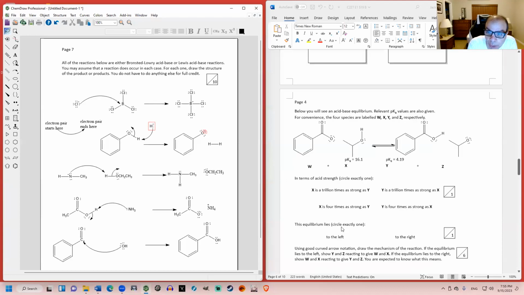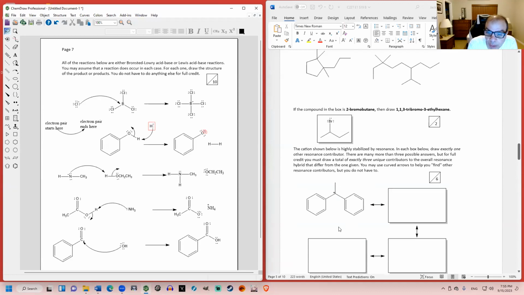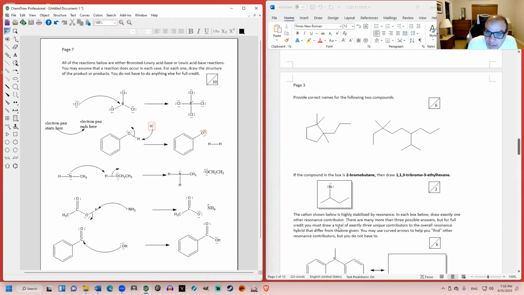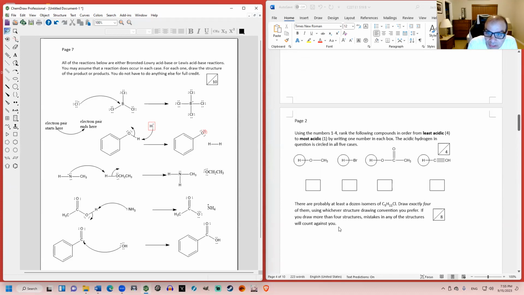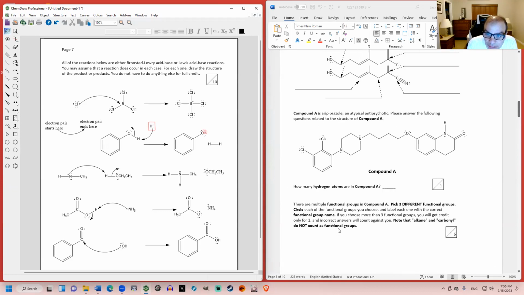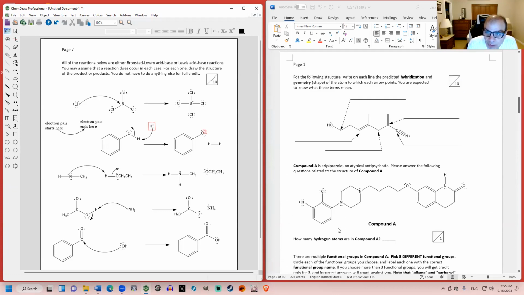Here's more acid-base questions. Here's resonance questions. Naming, formal charges. Another acid-base question. Functional groups, hybridization, it's pretty much the complete package.